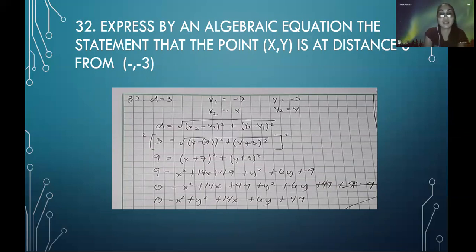So transpose 9 to the left side. So 0 equals x squared plus 14x plus 49 plus y squared plus 6y plus 9 minus 9. So 0 is equal to x squared plus y squared plus 14x plus 6y plus 49, or x squared plus y squared plus 14x plus 6y plus 49 is equal to 0.